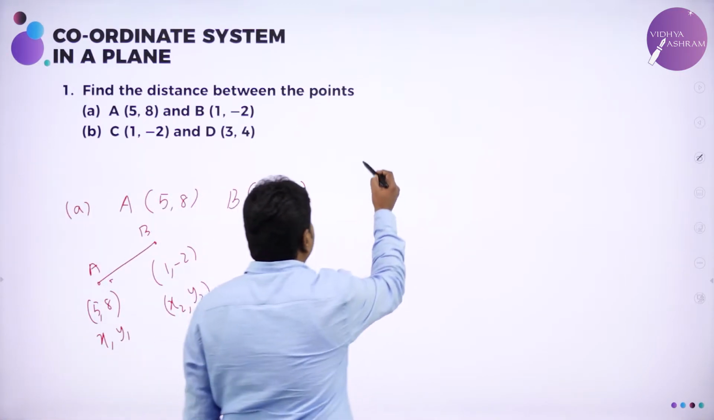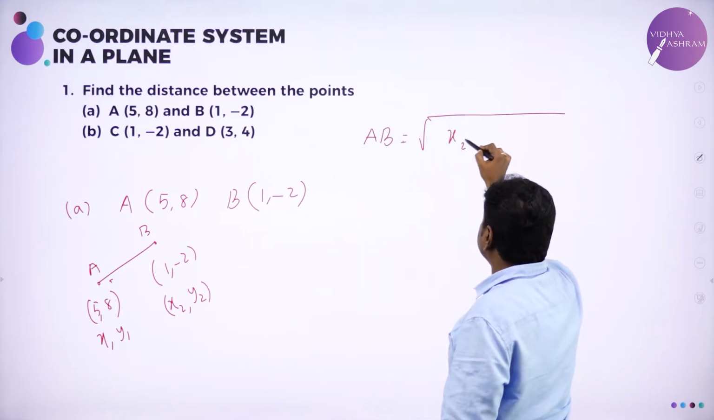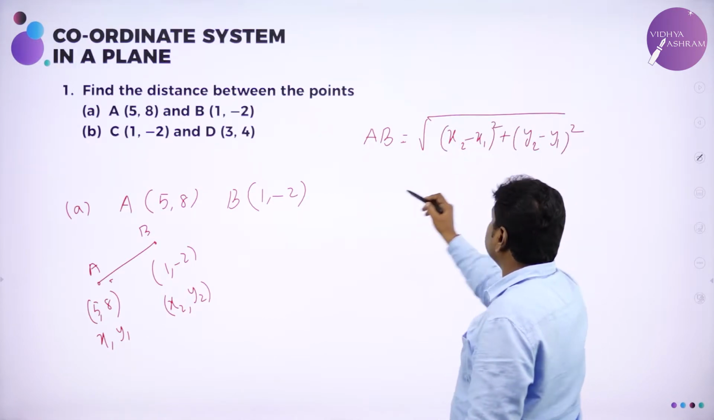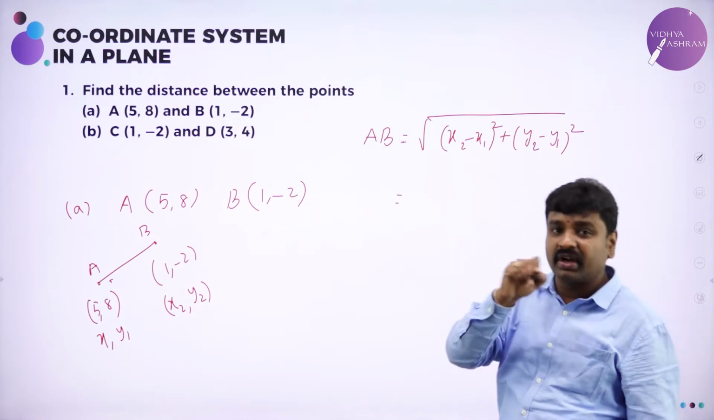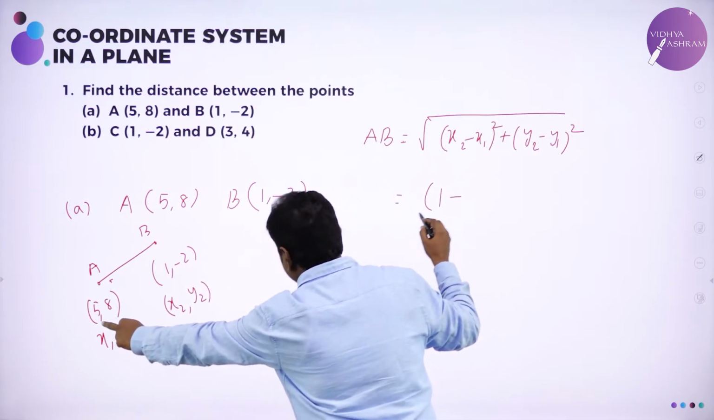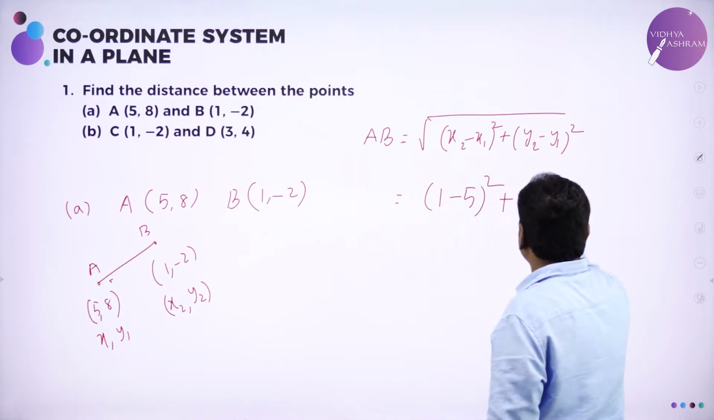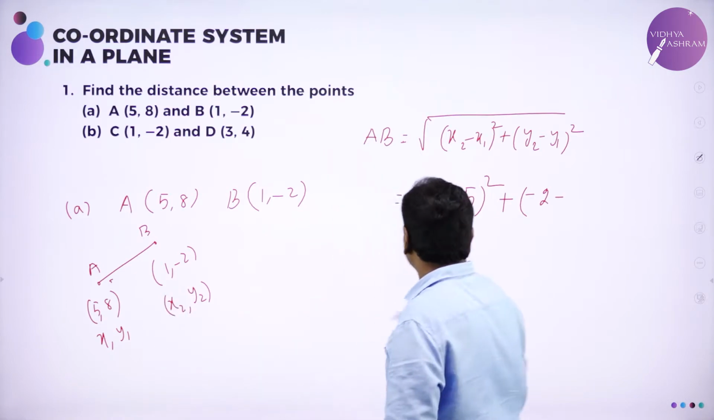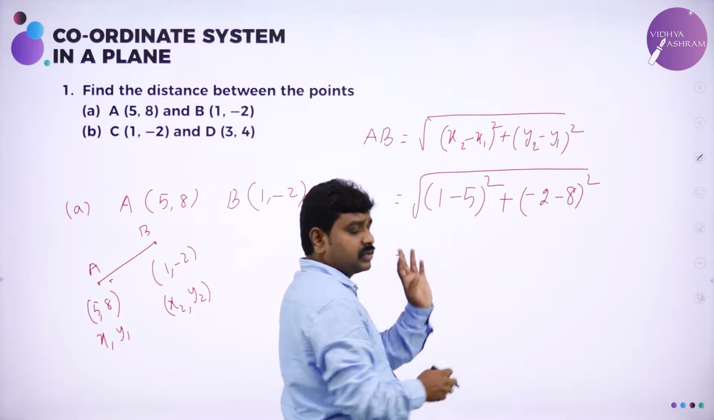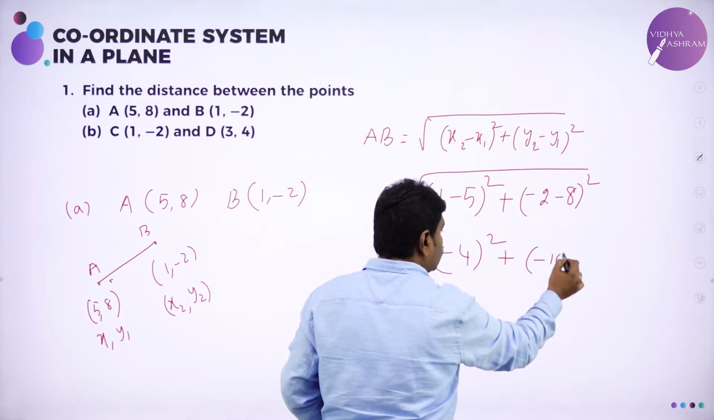So first write the formula. The distance between 2 points is root of x2 minus x1 the whole square plus y2 minus y1 the whole square, meaning the difference of x coordinates the whole square plus the difference of y coordinates the whole square. So what is x2? 1, minus x1, which is 5, the whole square, plus y2, which is minus 2, minus y1, which is 8, the whole square, under root. 1 minus 5 is minus 4 whole square, plus minus 2 minus 8 is minus 10 whole square.